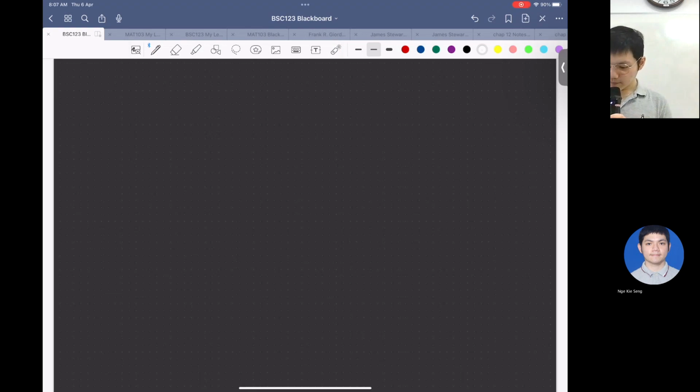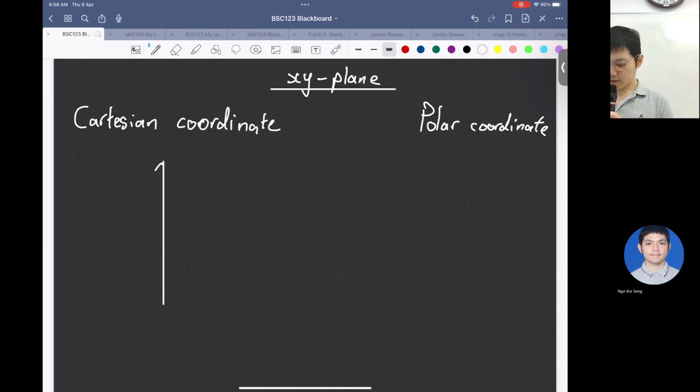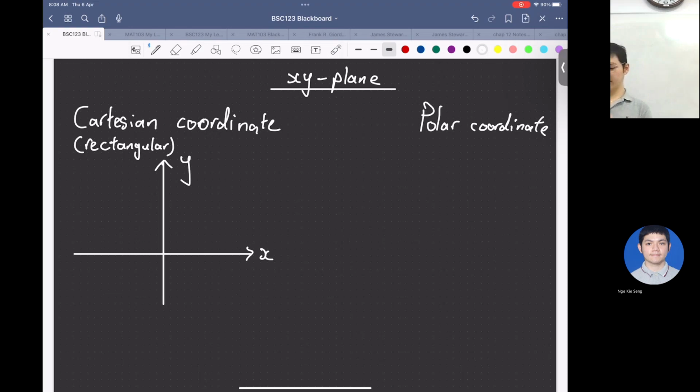So still on the point of Cartesian coordinate and polar coordinate. One very important point is that these two coordinate systems exist on the xy plane first. So you start with an xy plane. Another name for Cartesian coordinate is regular, or rectangular, coordinate. One is rectangular, one is circular. So for polar coordinate, if you notice in the textbook, they draw something like this.